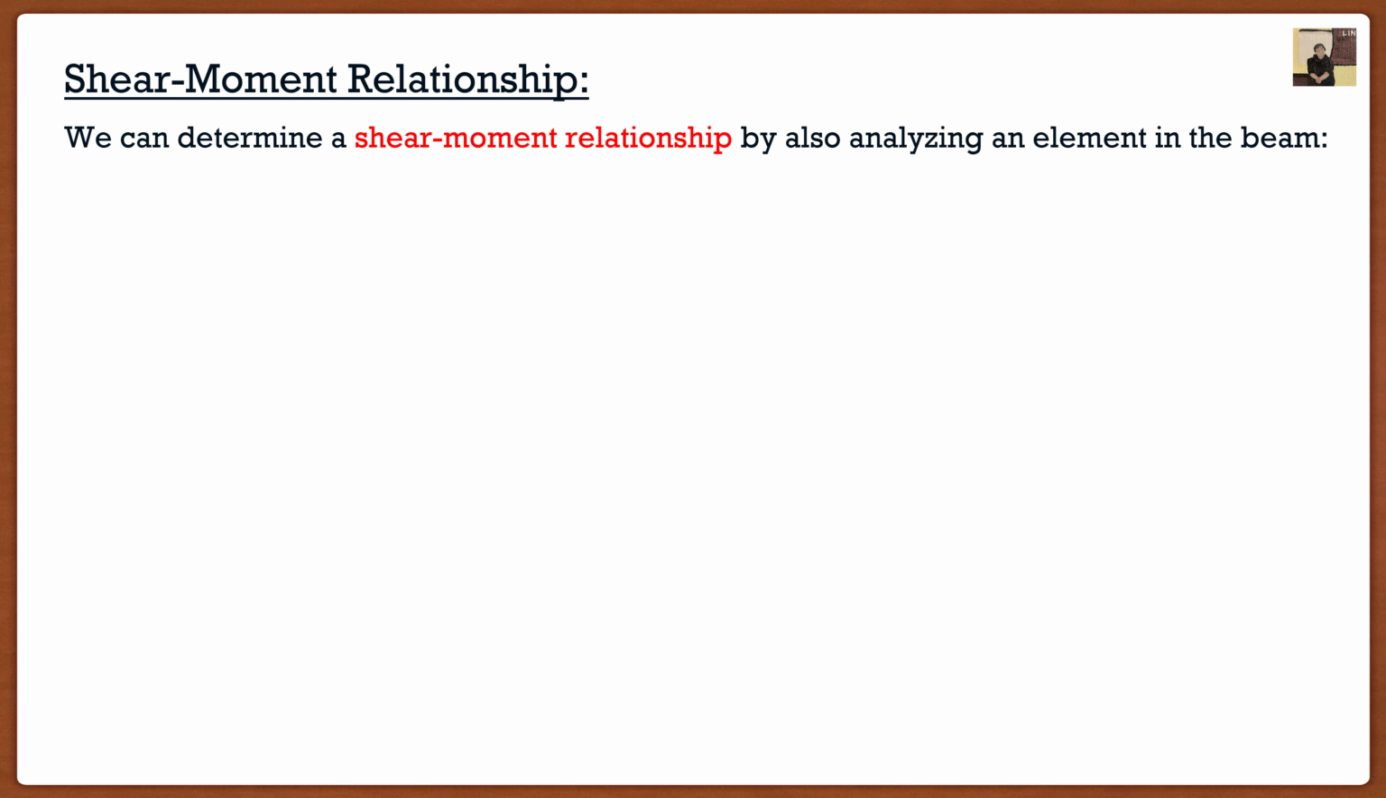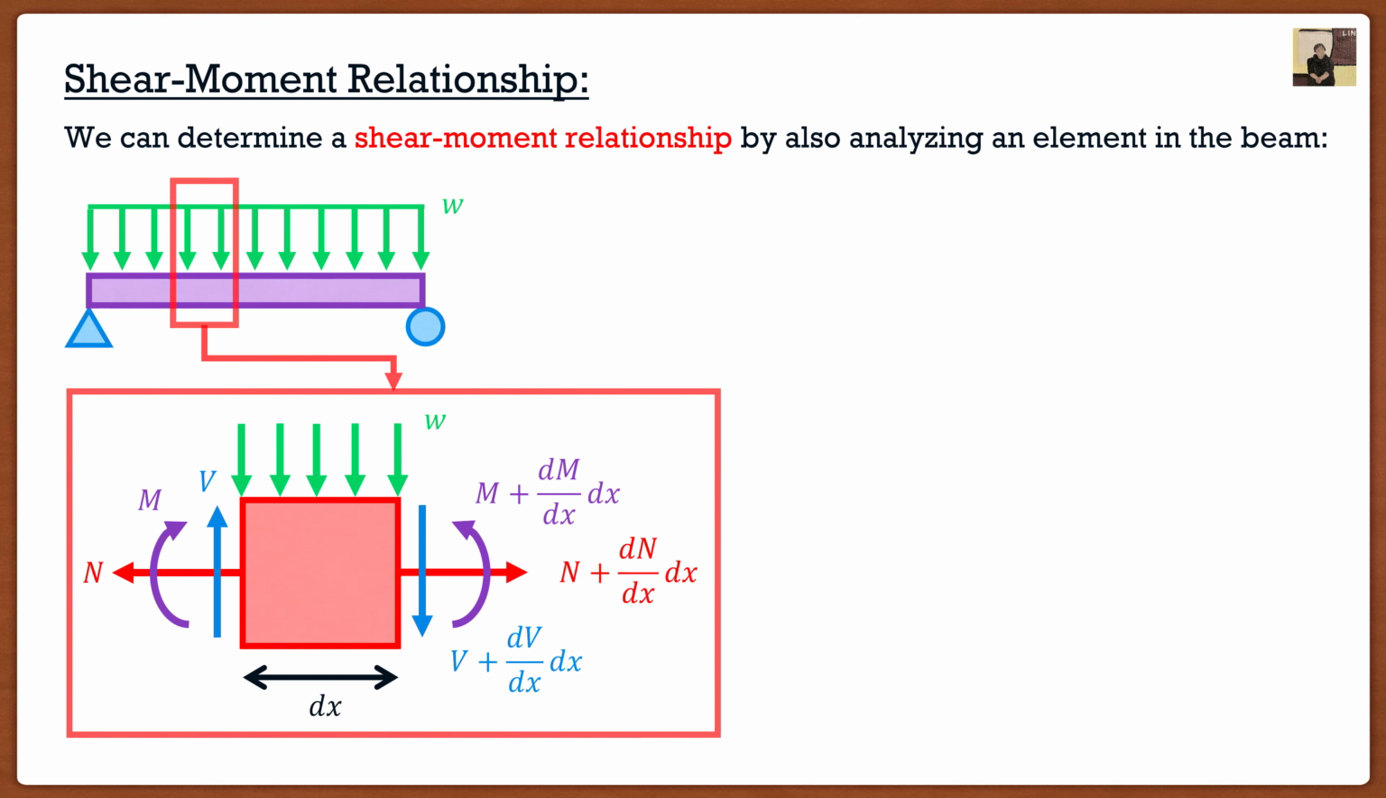Well, it turns out the moment relationship is actually related to shear. How do we do this? Well, we go back to our fun little element of our beam. And again, we utilize the idea that the element must be in equilibrium. Before, we took the summation of forces in the vertical direction, summation of forces in y. But to find a moment relationship, we're actually going to take the summation of moments equal to 0, and we're going to take it about this point A.